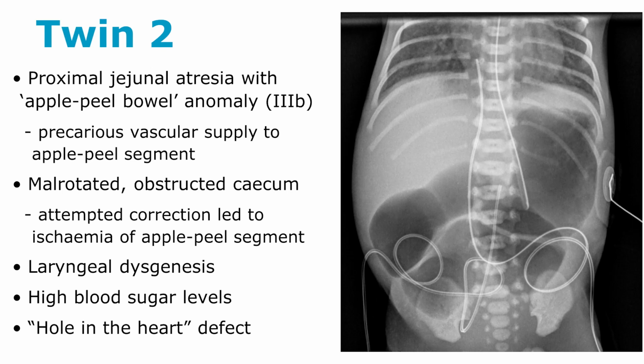So here you have a very distended stomach, and here you have the distended duodenum, and then a distended proximal small bowel. And when this baby had surgery to address this blockage, it was found to have a blockage in the jejunum also. A complete blockage, and in this case, a particular rare type of blockage of the jejunum called an apple peel bowel anomaly. And I'll tell you a little bit more about that in a moment.